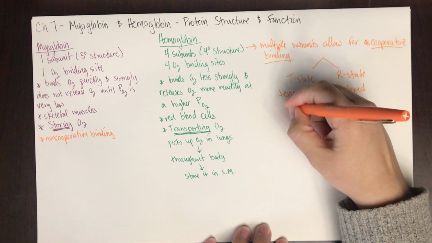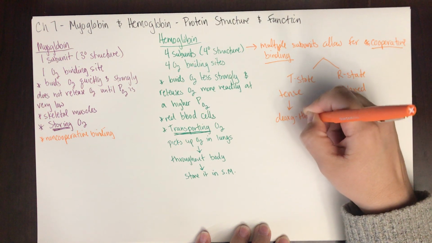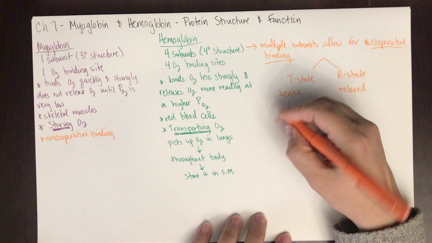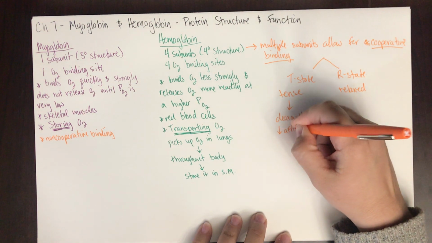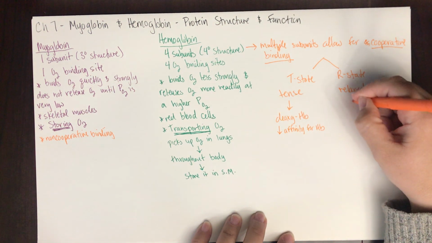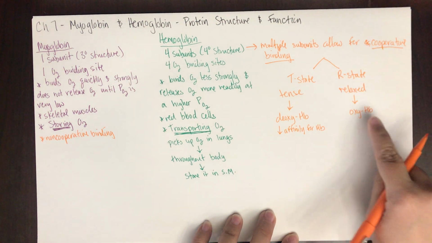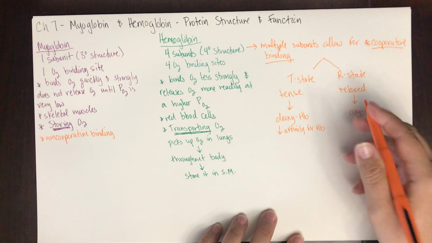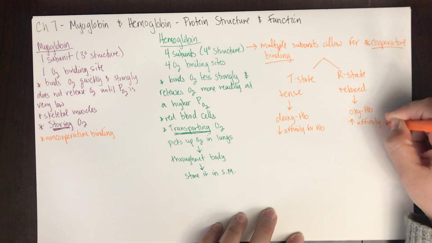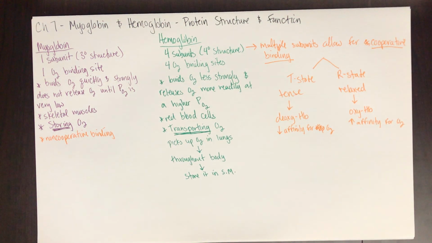The T state is deoxyhemoglobin. Hb is the abbreviation for hemoglobin. It's deoxy, it has low affinity for oxygen. The R state is what's called oxyhemoglobin. This is hemoglobin that is carrying the oxygen. It has a high affinity for oxygen.